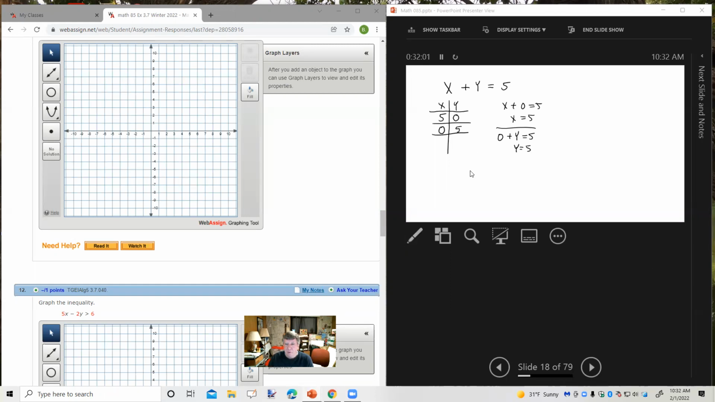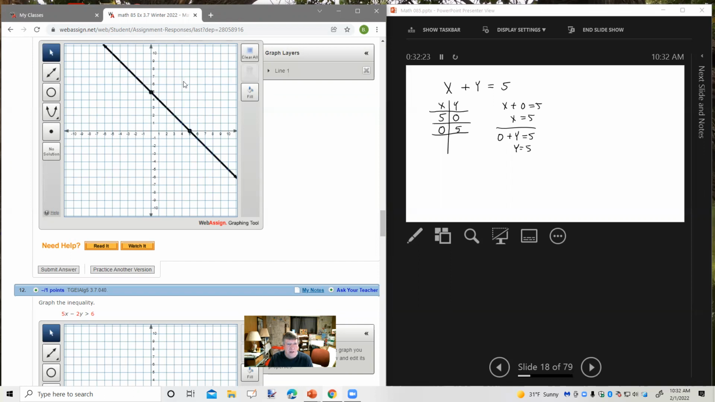Now, if I want to plot this equation on the Webassign graph, I click on the line. Again, I don't choose the ray or the line segment. I choose the line, click on it till it turns blue. Then I come over here to the graph, and I'm going to graph 5, 0 and 0, 5. And there is my line. I can come over here and make sure that I have the correct ordered pairs. So everything looks good. Any questions about that?